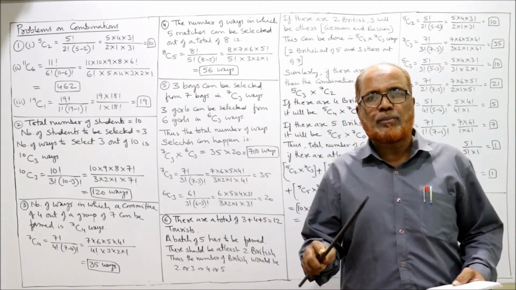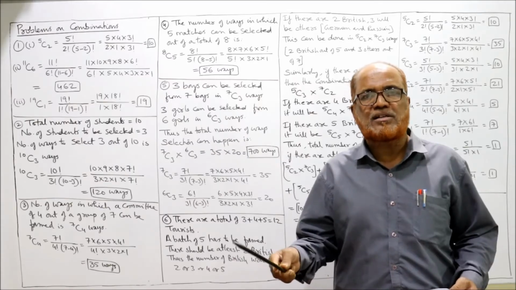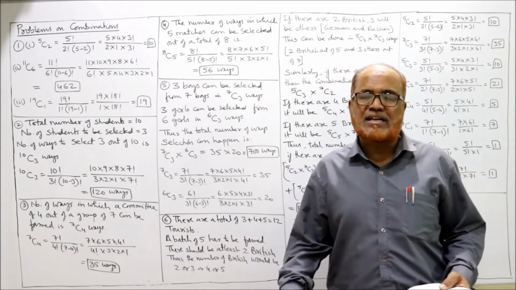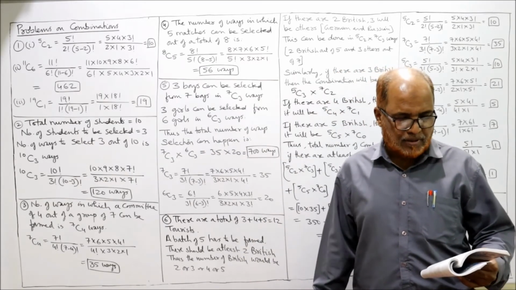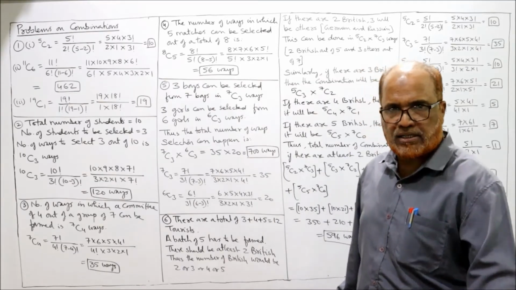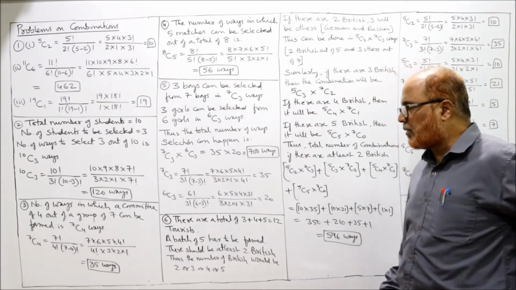तो minimum 2 का मतलब 2 भी रह सकते हैं, 3 भी रह सकते हैं, 4 भी रह सकते हैं, 5 भी रह सकते हैं, because maximum Britishers are 5. In how many ways we can do it? Now, see carefully. It's a very interesting problem.